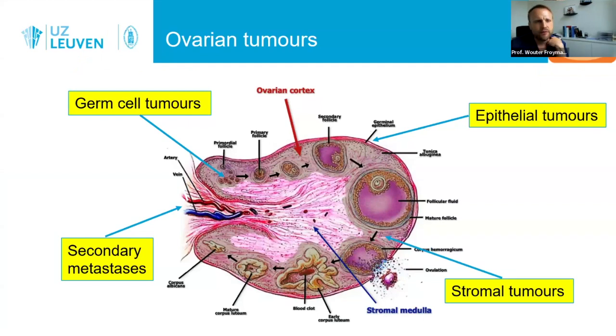So we know that we have different types of ovarian tumors. We have tumors from the epithelium, so the epithelial tumors like serous tumors. We have germ cell tumors, stromal tumors, and secondary metastases. These are the largest groups of ovarian tumors.